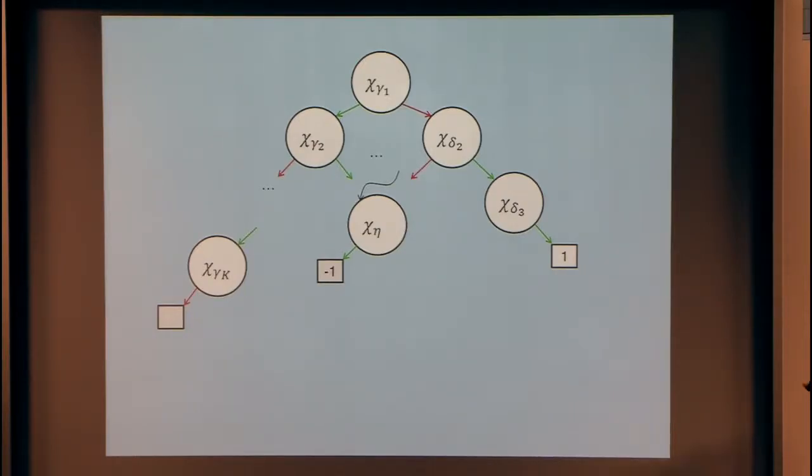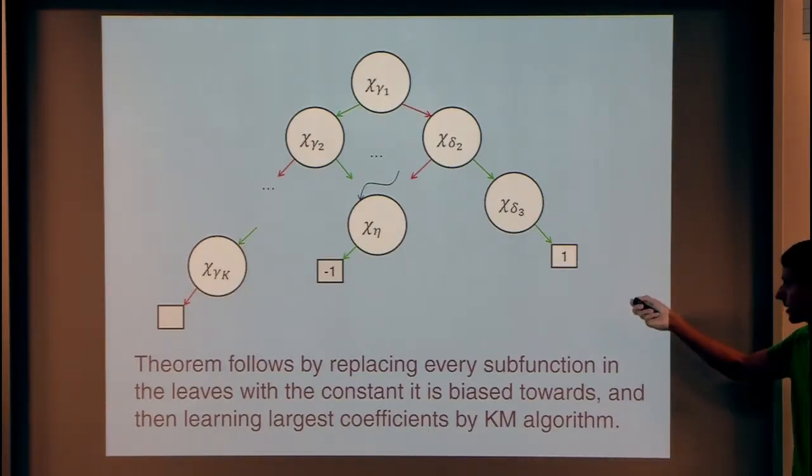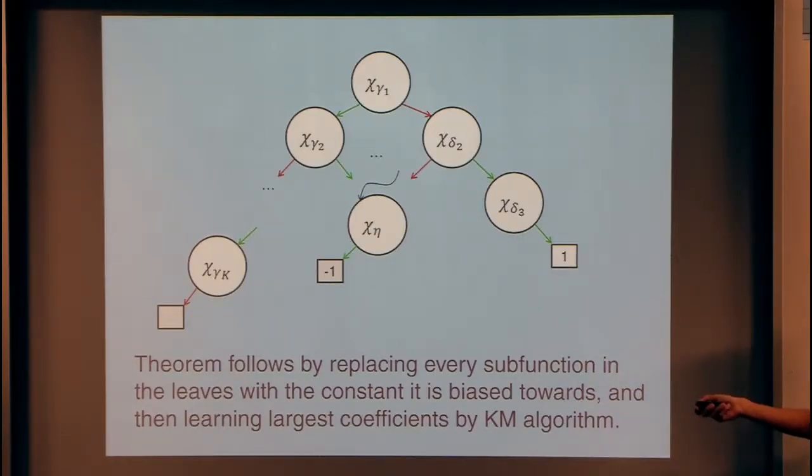So let's analyze the error of this thing. Where does the error come from? I'm just going to mention that, to prove the theorem, you take this tree and replace every leaf with the constant, the majority value. If you're constant, that's great. If you're highly biased, it's obvious what to do. And if you're almost balanced, then you just pick the majority. And how do you learn it? On every node, you learn the two largest coefficients using the Kushilevitz-Mansour algorithm, and you move on down the tree. So we're left with analyzing the error.